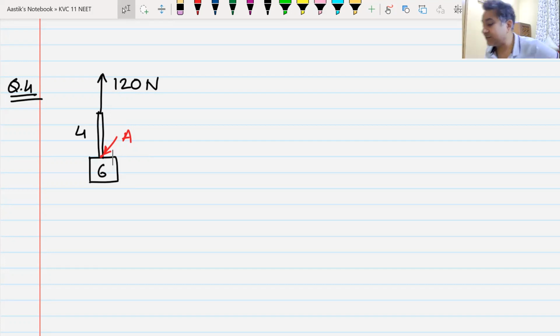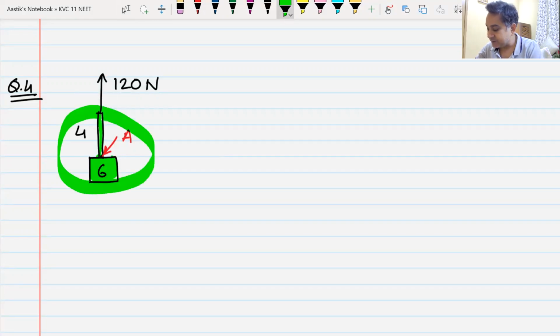How are we going to do this? So we'll take this entire green thing as one system. What is the total mass of this system? 10 kg. Yes or no? If I draw the free body diagram, this 10 kg is here. 100 Newton is downwards. It is going upwards with an acceleration A.